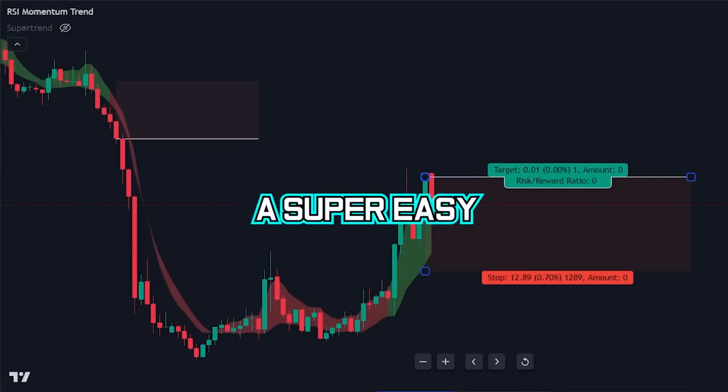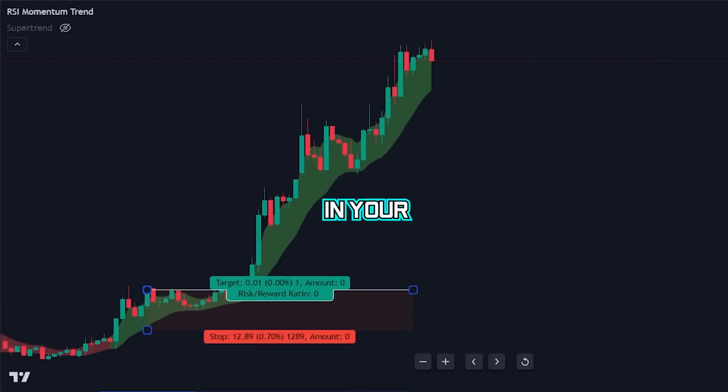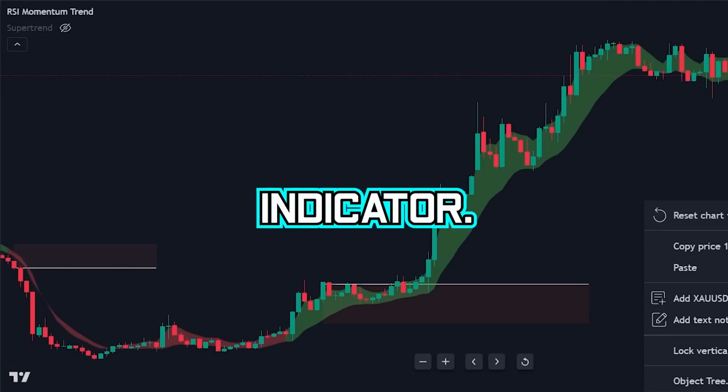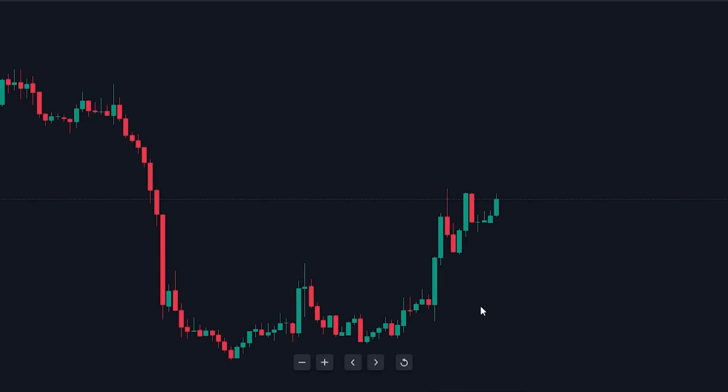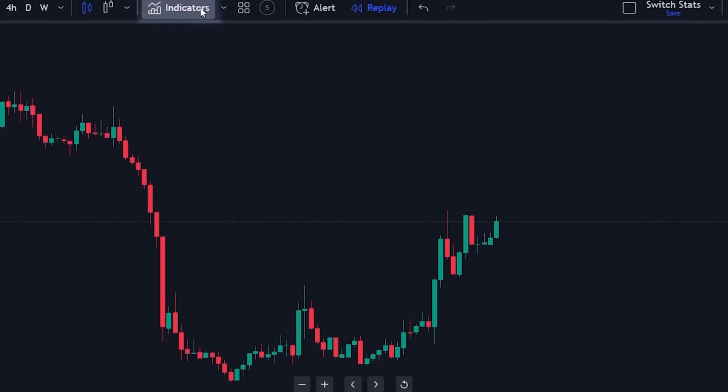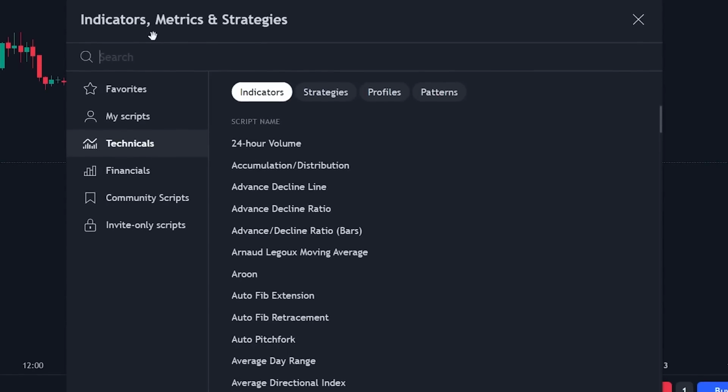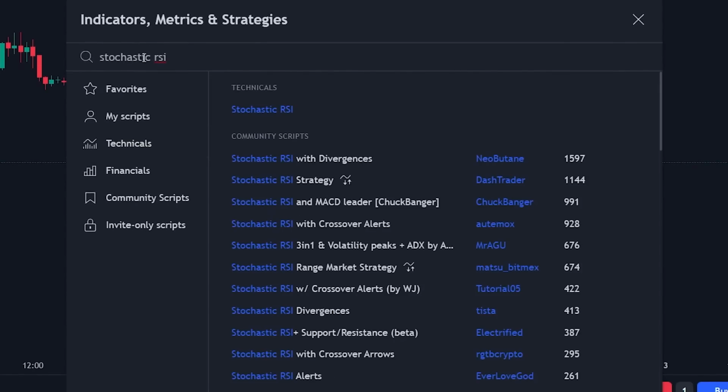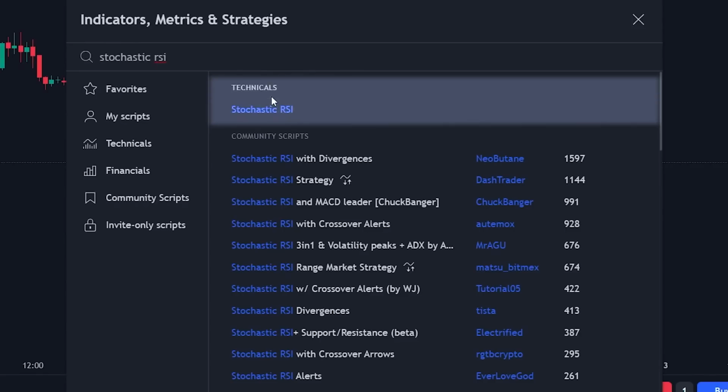I am going to show you a super easy strategy that you can use in your trading using this indicator. Let's go ahead and add another indicator to our chart that we will use to trigger our trade entries. Click on the Indicators tab and search for Stochastic RSI. Click on this one listed under Technicals.